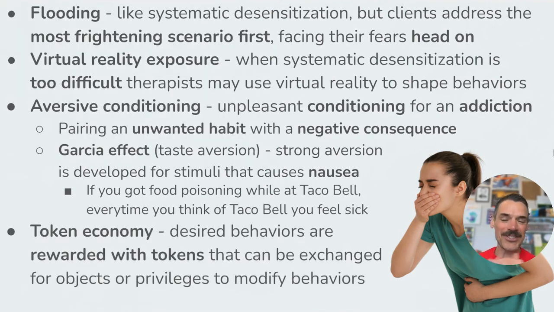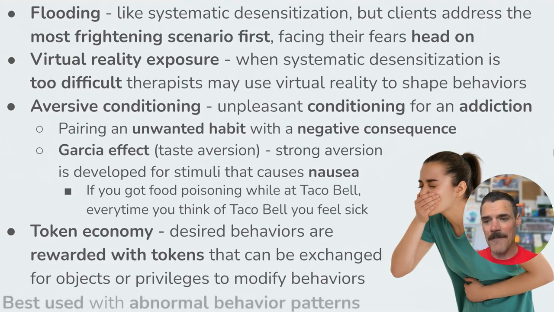And then there's also the token economy. This is when desired behaviors are rewarded with tokens, and those tokens can be exchanged for other privileges. So this could be like with little kids and a star chart. Every time they clean up their room, they get a star. That's a token economy. Once they get their chart filled up, they get a prize or something like that. This is best used with abnormal behavior patterns, maybe like phobias or different anxiety-causing behaviors.